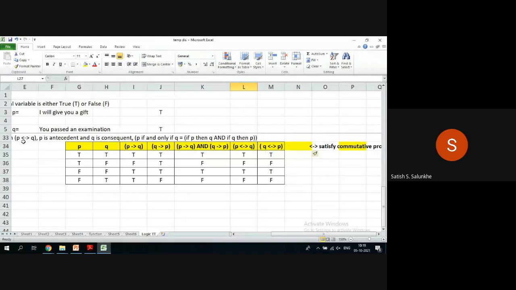So what I am saying now: if P then Q, and if Q then P. That means if you pass an exam, I will give a gift. If you pass an exam, P.